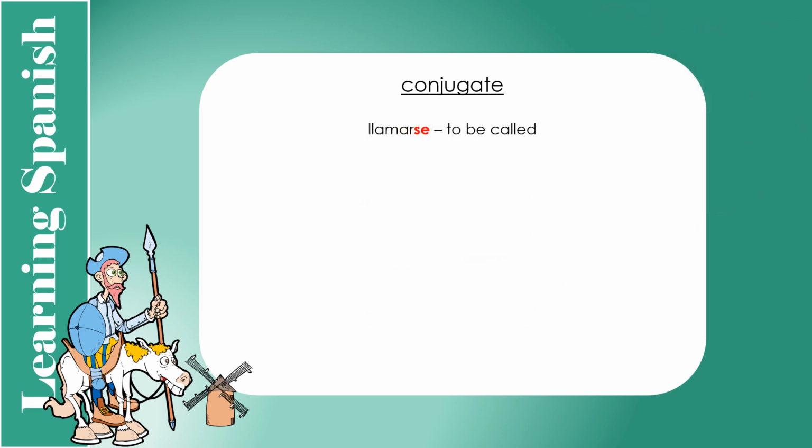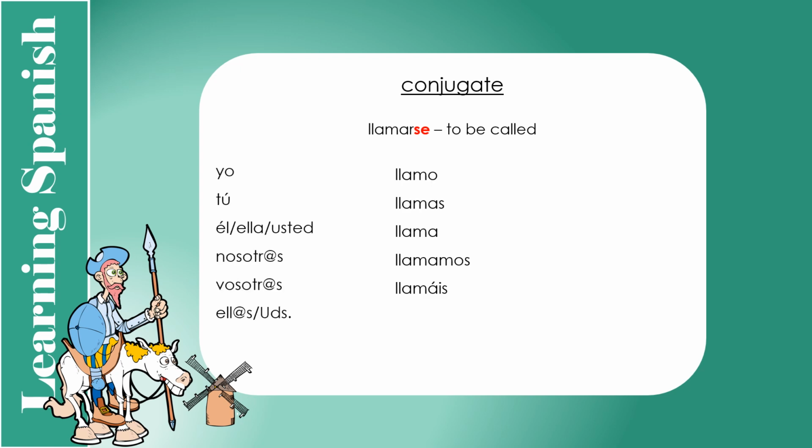We also do this with a verb that is reflexive in Spanish, but not in English. Llamarse, to be called. We start with the personal pronouns and the conjugation of llamar. Llamo, llamas, llama, llamamos, llamáis, llaman. And then we add reflexive pronouns.